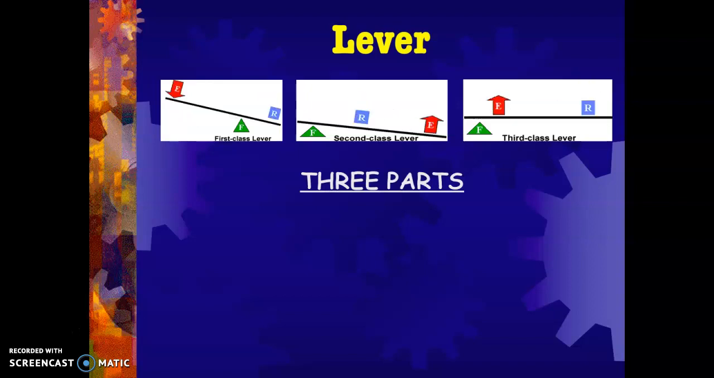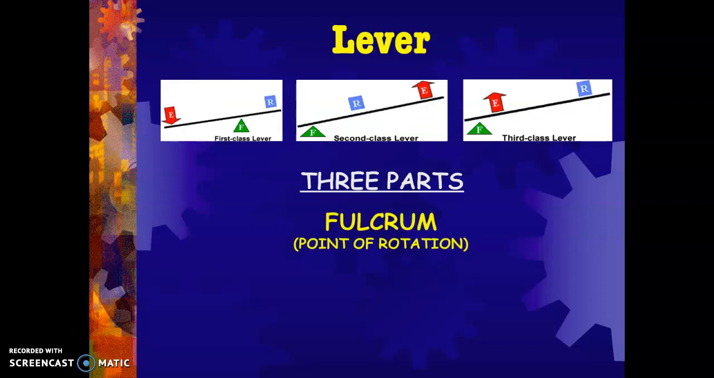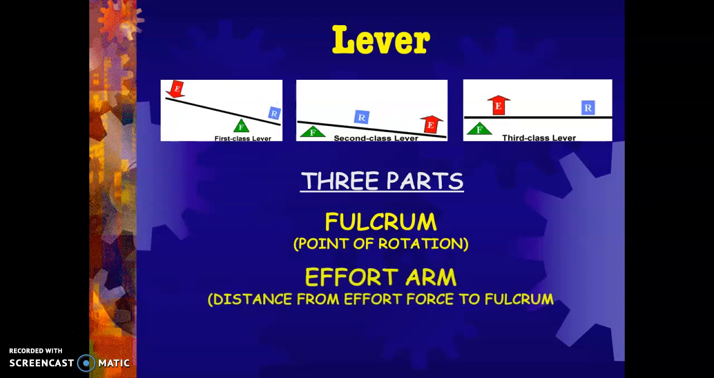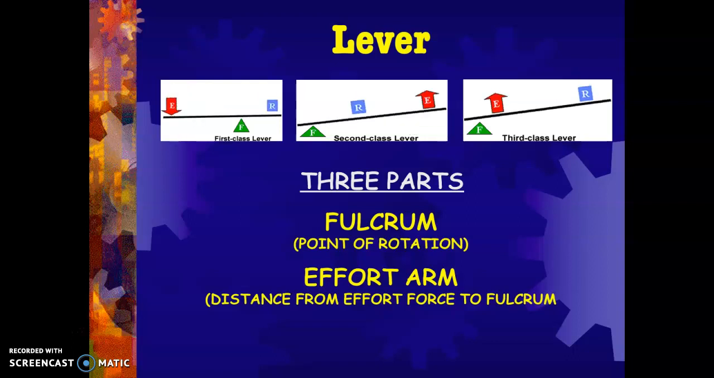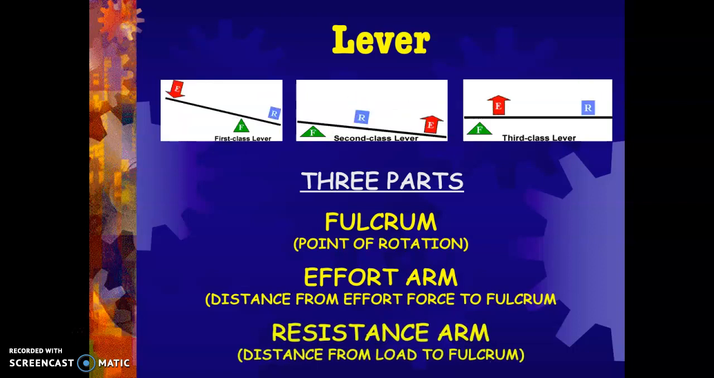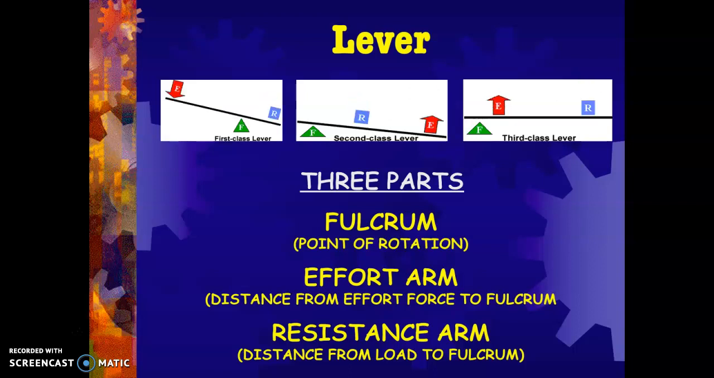So again, 3 parts to every lever. The fulcrum, this is your point of rotation. The effort arm, that is the distance from the effort force, you can see in this case the red arrow, the E, to the fulcrum. And finally the resistance arm. This is the distance from the load, or the resistance, to the fulcrum. And you can see in each case that those are different.